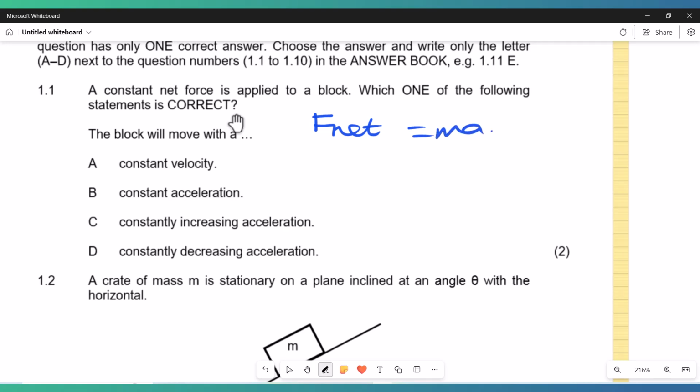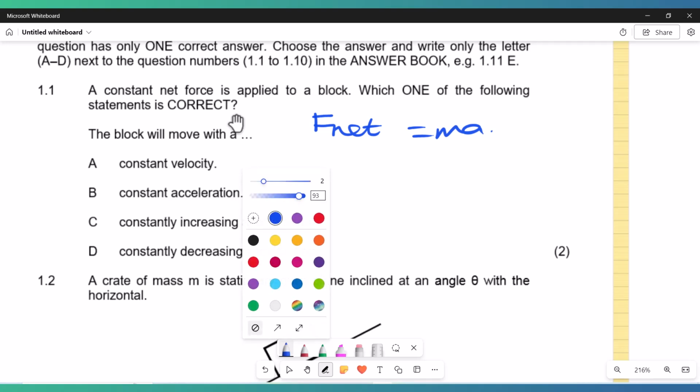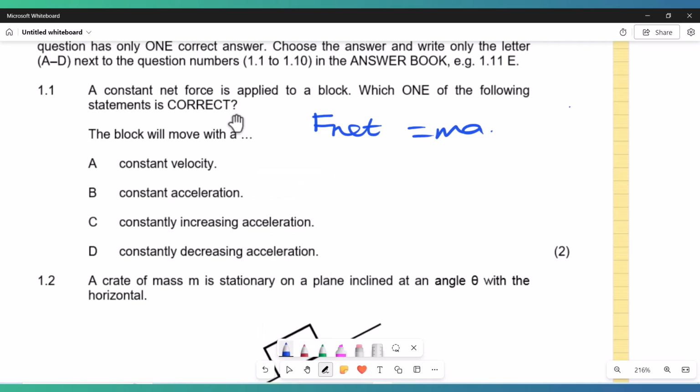Because they said it is a constant force, what we have here is a constant net force as well. So we give it a number. Let's give it 100. If the net force is 100, the mass is not changing. Let's say the mass is 20. If I divide by 20 on both sides, what's our acceleration? It is 5. So 5 equals a.